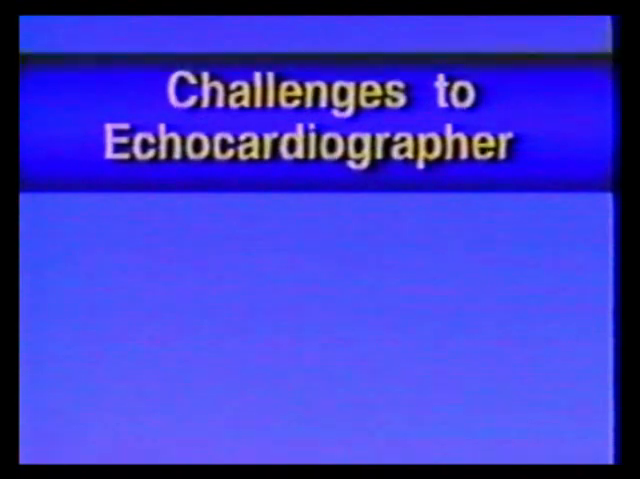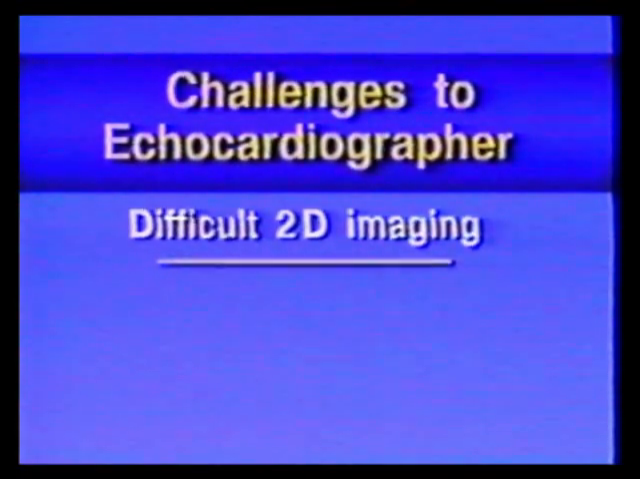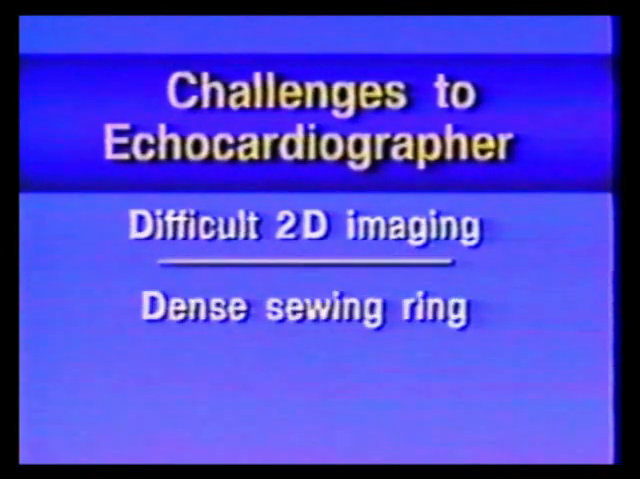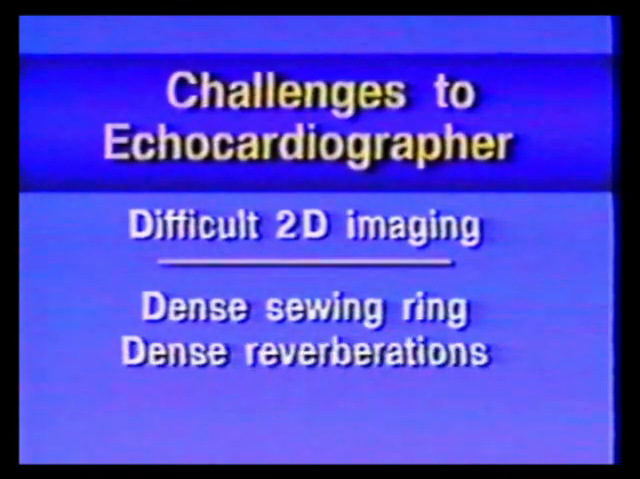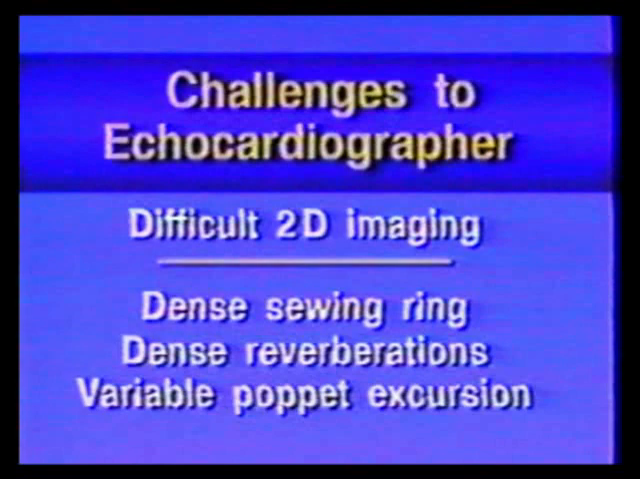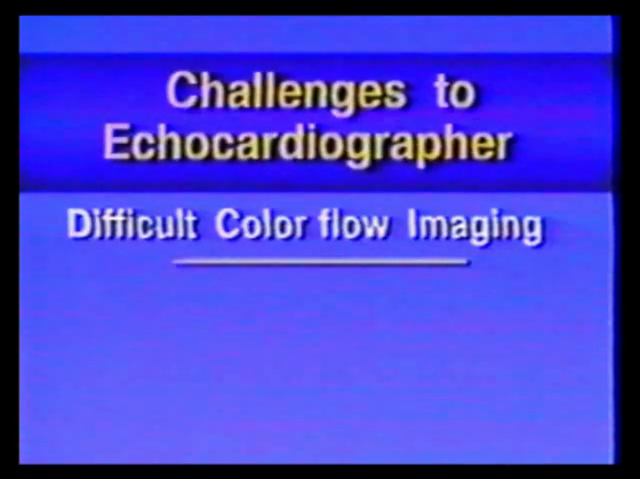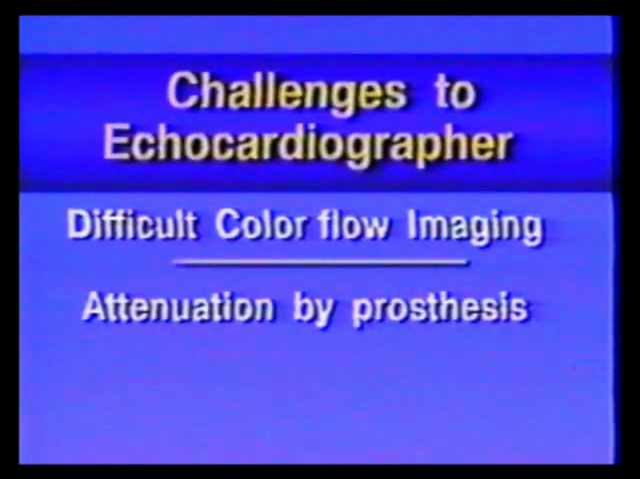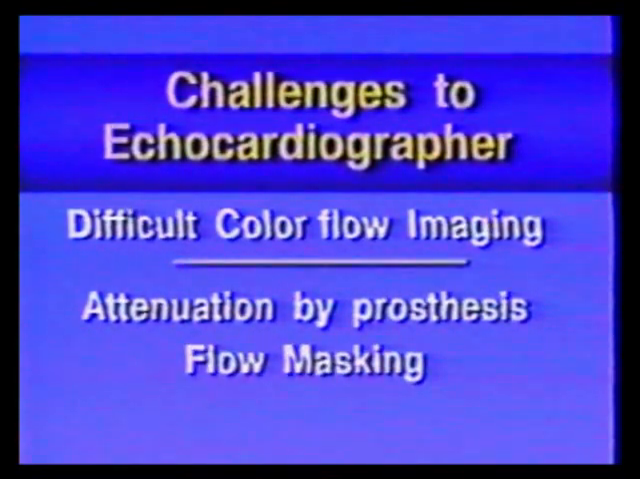Challenges facing the echocardiographer in assessing prosthetic valves include difficulty in imaging prostheses by 2D echo because of the dense sewing ring and dense reverberations from the prosthesis. Furthermore, poppet excursion on the 2D exam is in part dependent on how the prosthesis was inserted. Color flow imaging of prostheses is difficult because of attenuation of the sound beam by the prosthetic material, which can create flow masking.